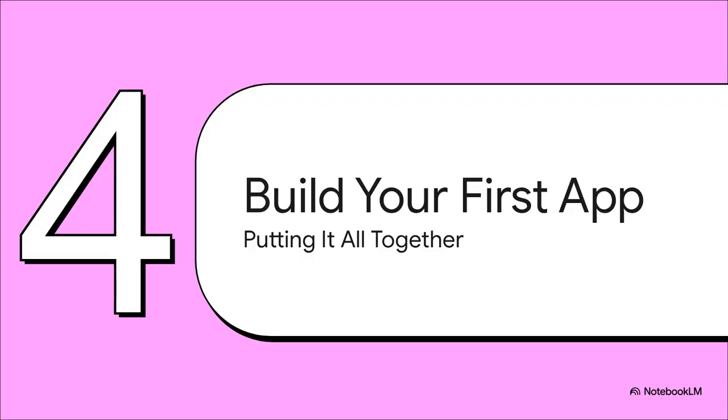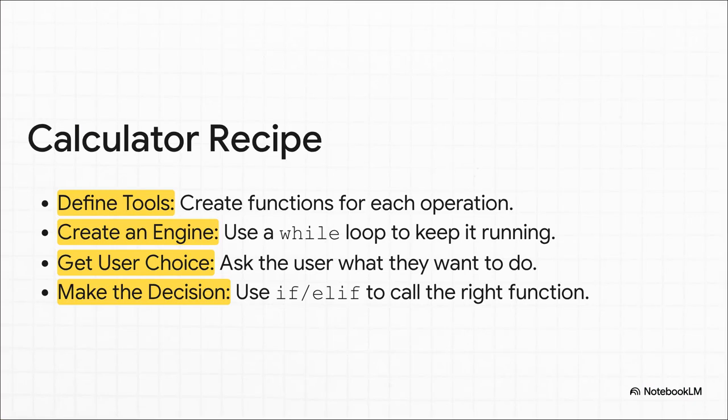Okay, this is it. We have our 3 core building blocks. We've got conditionals for making decisions, loops for automating things, and functions for organizing our code. Now let's see how they all snap together just like Lego bricks, to build a real working application. And a simple calculator is the perfect recipe to see how this works. I mean, look at the steps.